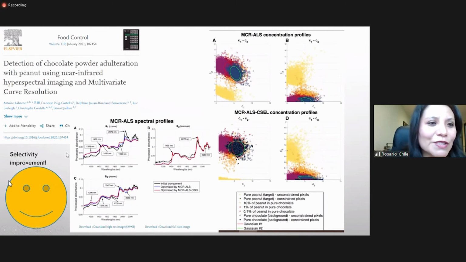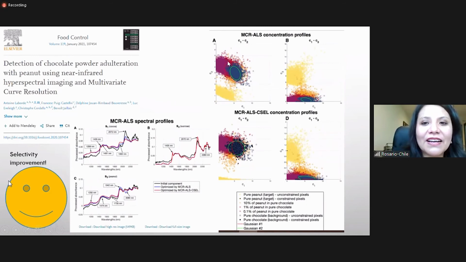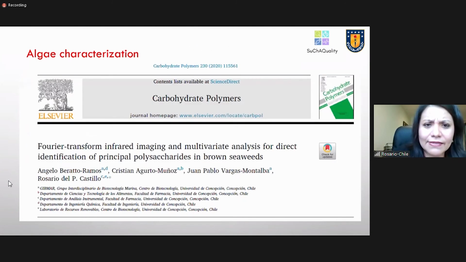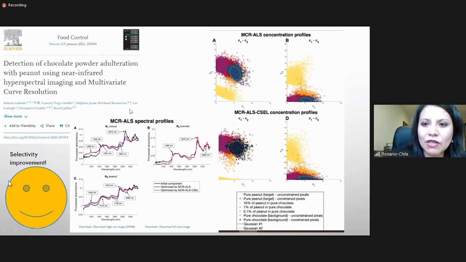Today, I found this paper, Detection of Chocolate Powder Adulteration with Peanut using near-infrared hyperspectral imaging and multivariate resolution. I am looking for MCR applications. And this is the last explanation that I say here about that. Even if you don't have imaging, you have the spectrum. So you don't necessarily have localization, maybe. You just need to see the relative concentration elements or scores. I'm plotting now the elements of these matrices to see this distribution.